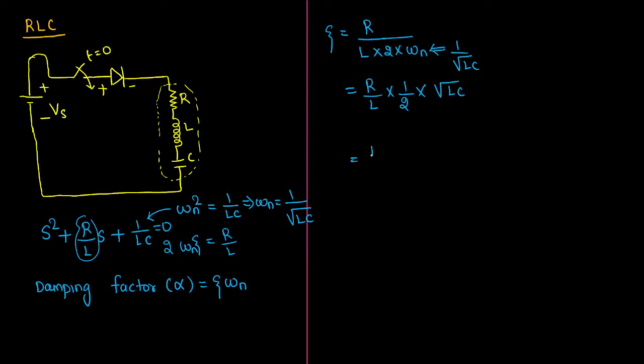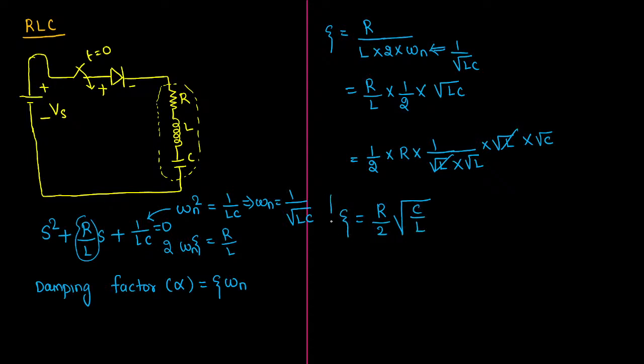Now if you observe this, I am taking 1 by 2 outside first, then I am writing R, then I am writing L like this. L can be written as square root of L into square root of L. Square root of L into C can be written as square root of L into square root of C. One root L will be cancelled. Now we can write R by 2 into square root of C by L. So this is the damping ratio formula for series RLC circuit. This is the damping ratio.